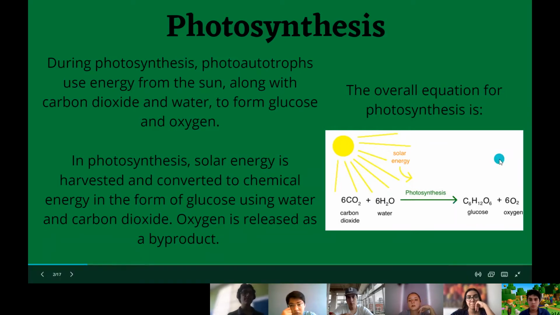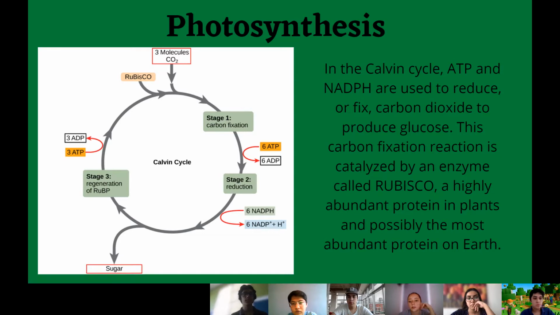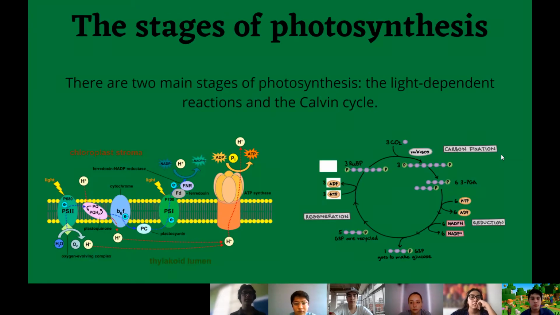In the Calvin cycle, ATP and NADPH are used to reduce or fix carbon dioxide to produce glucose. This carbon fixation reaction is catalyzed by an enzyme called Rubisco, a highly abundant protein in plants and possibly the most abundant protein on Earth. Also, there are two stages for photosynthesis. They are the light-dependent reactions and the Calvin cycle.